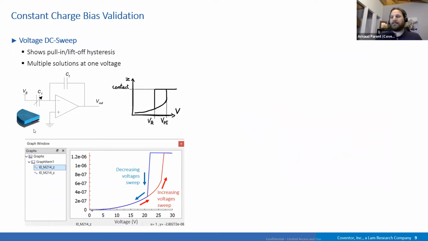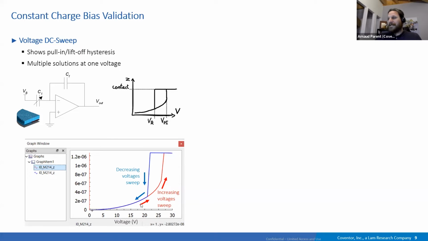Something that illustrates well the difference between a voltage bias and a charge bias is a DC sweep. So here you see something that was already possible in MEMS Plus: a voltage DC sweep. Basically you're increasing the voltage in between the two electrodes, and thanks to electrostatic force, which is always attractive, you will move the membrane up to contact. And that's what's happening here.